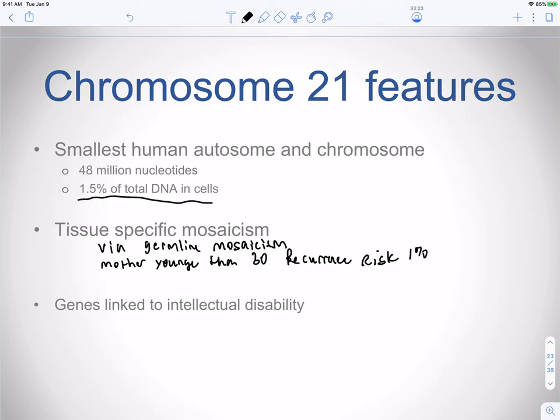And then the risk, of course, increases with age. The 1% recurrence risk, even for mothers less than 30 years old, is about 10 times higher than the population of that age. So if a person younger than the age of 30 does have a baby with a trisomy 21, they have a 10 times higher likelihood of having another baby with the trisomy 21.